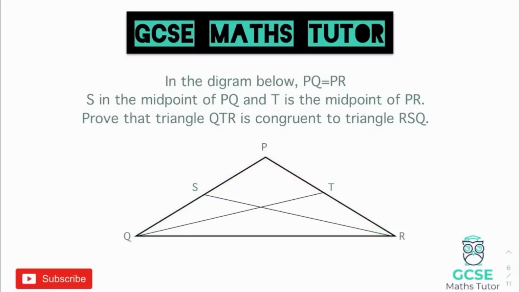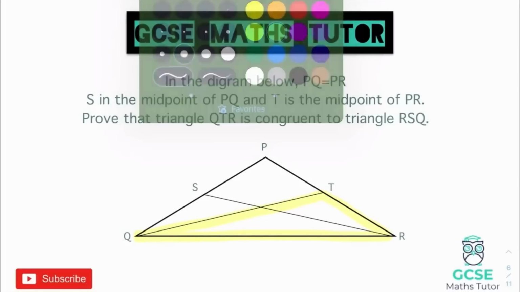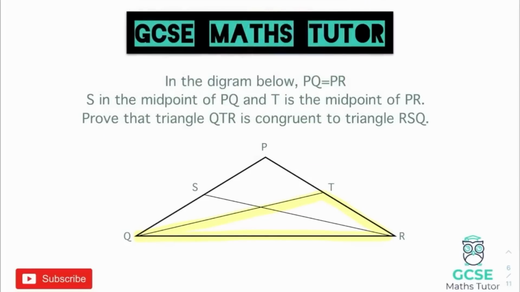It also then says, prove that triangle QTR is congruent to triangle RSQ. So Q to T to R is this triangle just here, and overlapping that is the other triangle where we have RSQ, and R to S to Q is just there. So as you can see, they overlap, but hopefully you can see them relatively clearly, and we're going to have a go at proving this one.